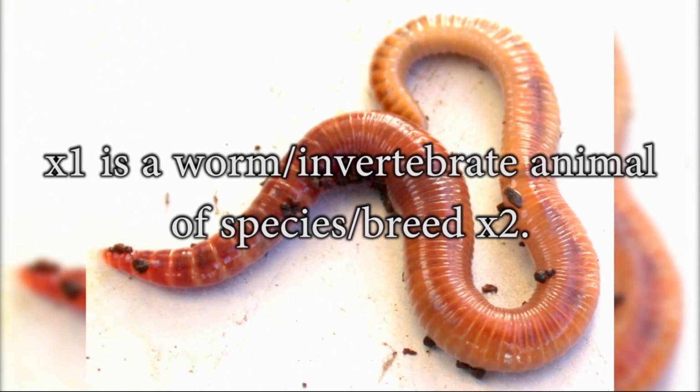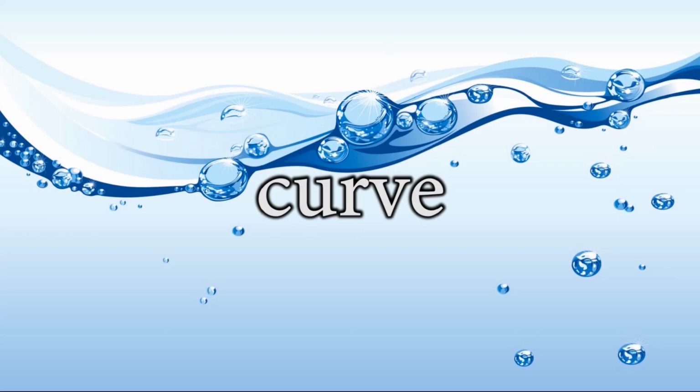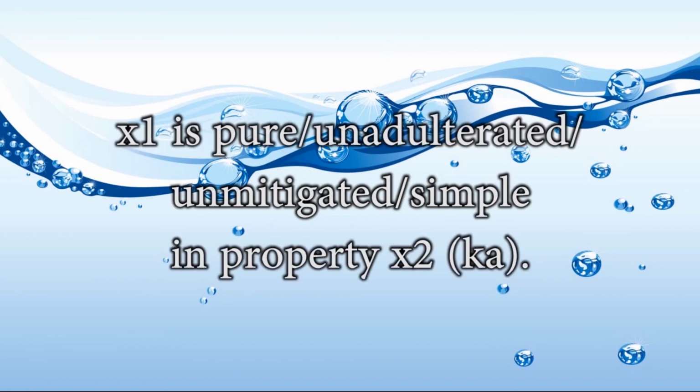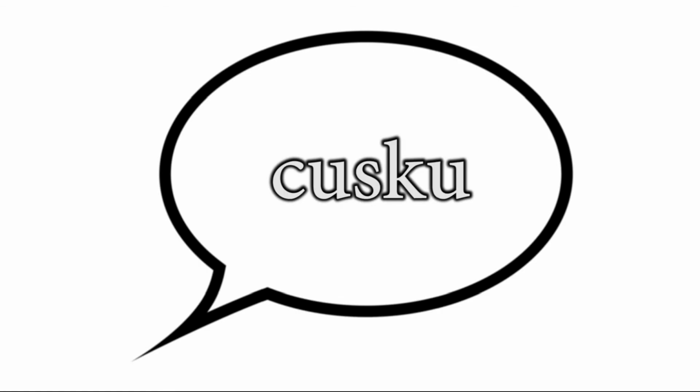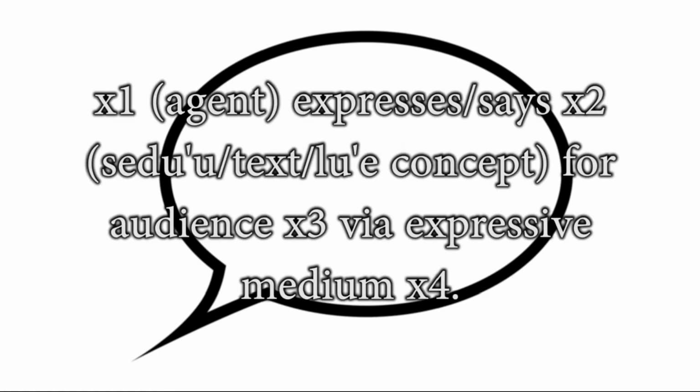x1 is a worm or invertebrate animal of species or breed x2. Shurve. x1 is pure, unadulterated, unmitigated, or simple in property x2. Shusku. x1 expresses or says x2 for audience x3 via expressive medium x4. Shuchi.